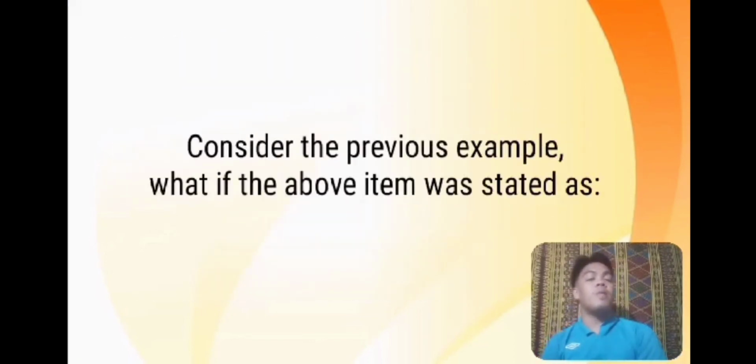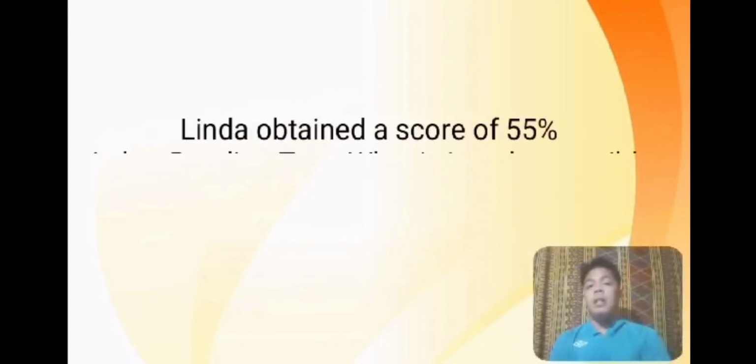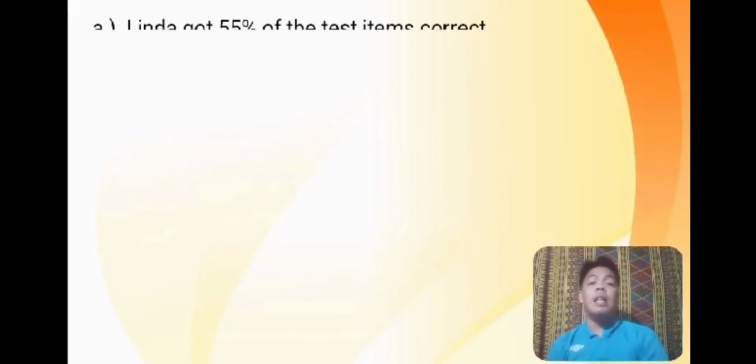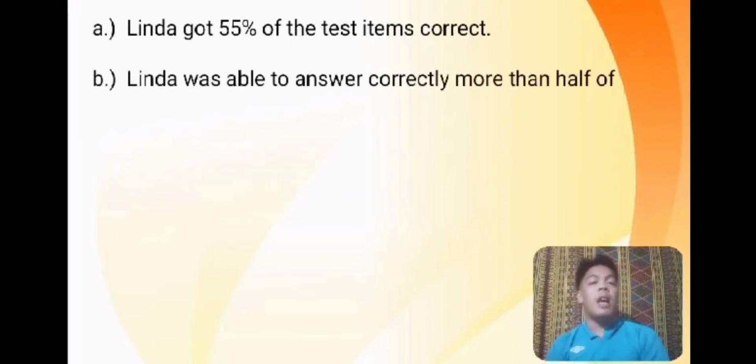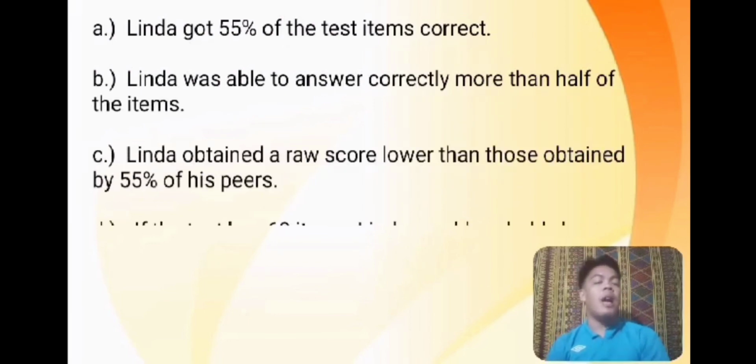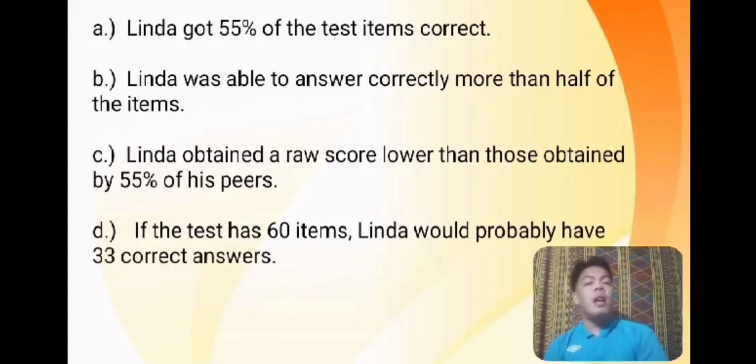What if the above item was stated as: Linda obtained a score of 55% in her reading test. What is or are the possible interpretations of her score? A. Linda got 55 of the test items correct. B. Linda was able to answer correctly more than half of the items. C. Linda obtained a raw score lower than those obtained by 55 of her peers. And letter D. If the test has 60 items, Linda probably had 33 correct answers.